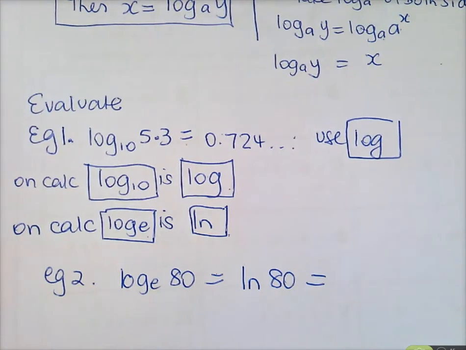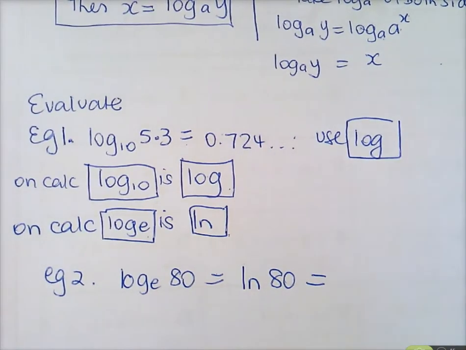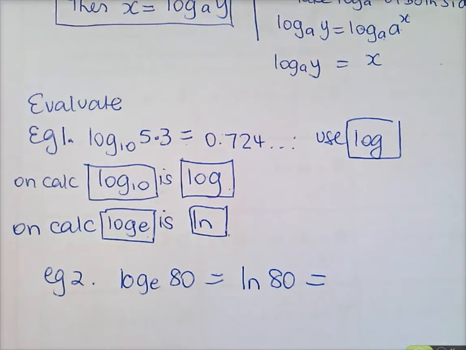Now, the only two buttons that you can use on your calculator for logs are log 10 or log e. Your calculator does not do log 7, log 2, log 3, log anything else. When you want to do one of those other logs, we have to do change of base. So your calculator can only enter a log to the base 10 or a log to the base e. Got it? So if you're asked for log to the base e of 80, that's ln 80.